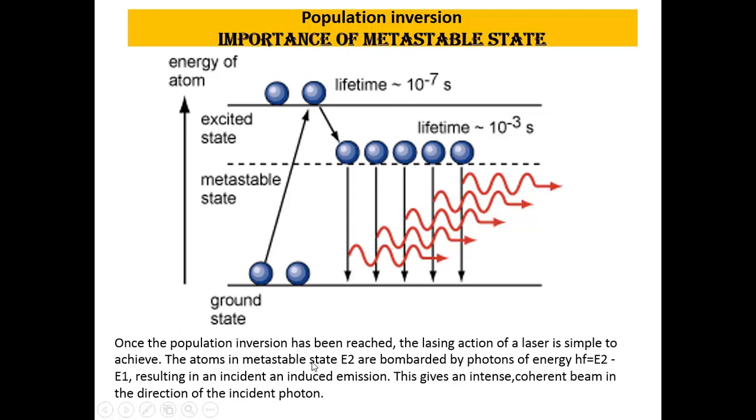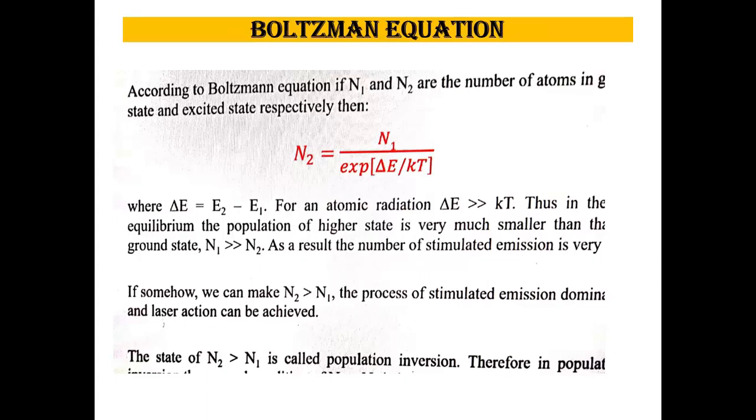So the atoms in the metastable state E2 are bombarded by photons, as I told you, of energy h nu, equal to E2 minus E1, resulting in an induced emission. So they are stimulating the emission. That is why it is called induced emission, and this gives an intense coherent beam of light which comes out in a particular direction. So they are highly directional also. Is that okay? So let us move ahead.